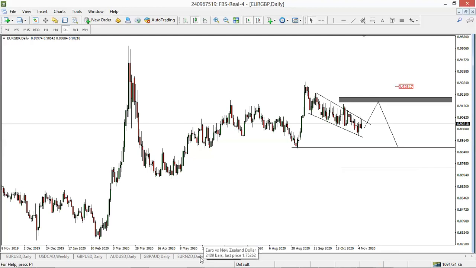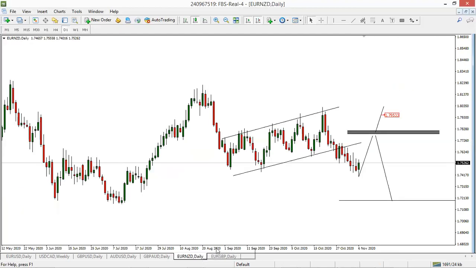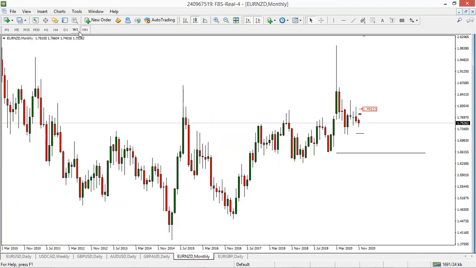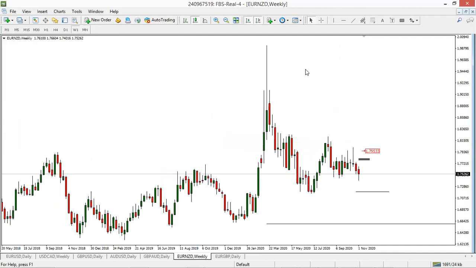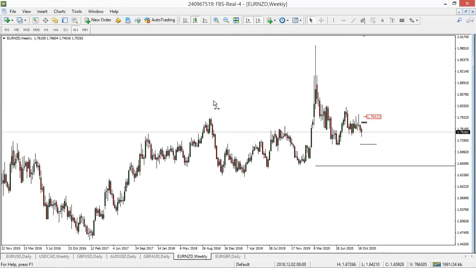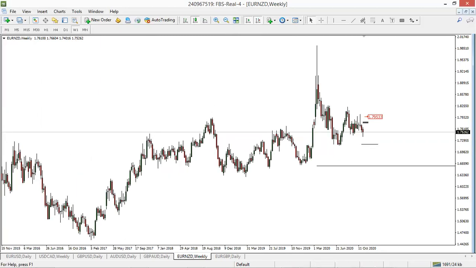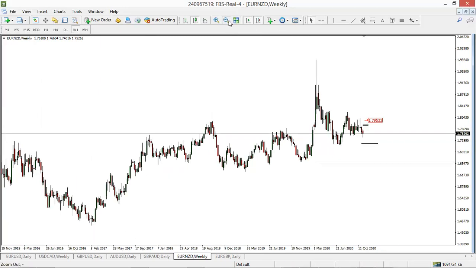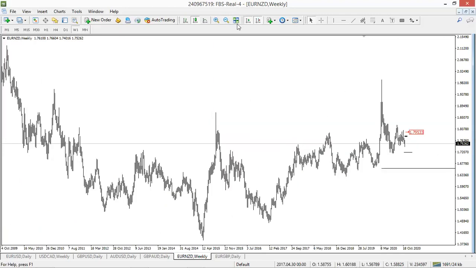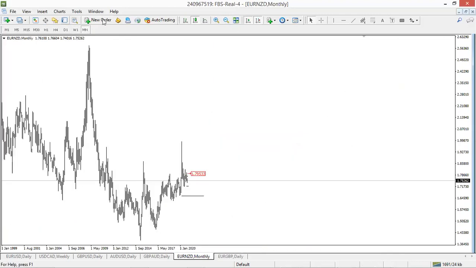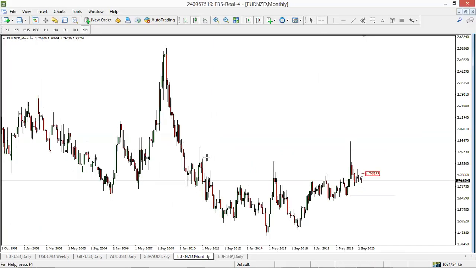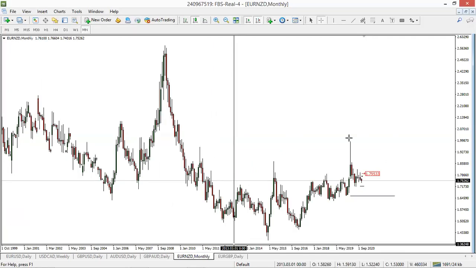Let's go straight to the Euro New Zealand dollar. Euro New Zealand dollar, we take the same approach basically. See, the Euro New Zealand dollar is trending up on this time frame here, but on the bigger view, let's start from the monthly. You can see price is trying to attempt a retracement.